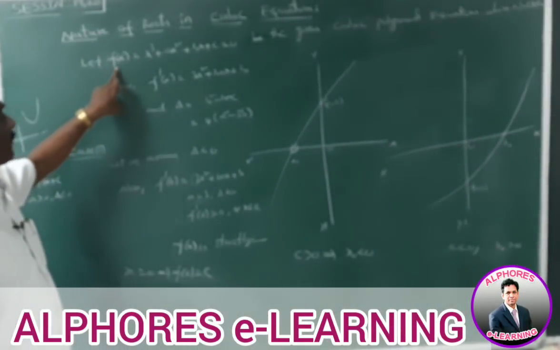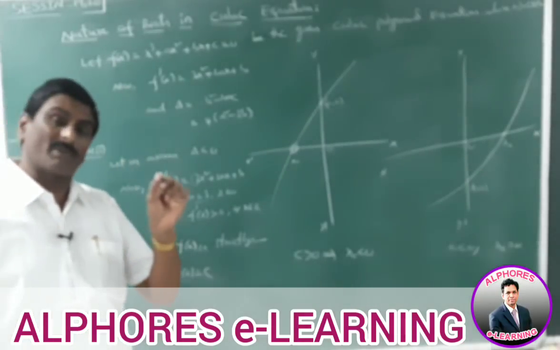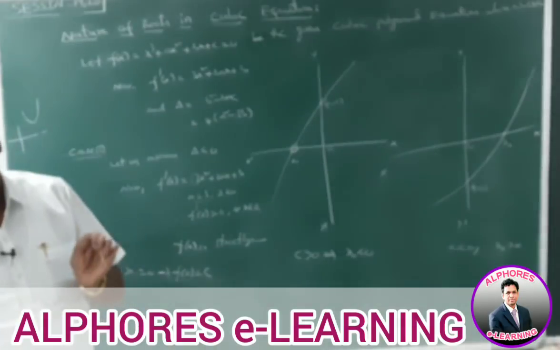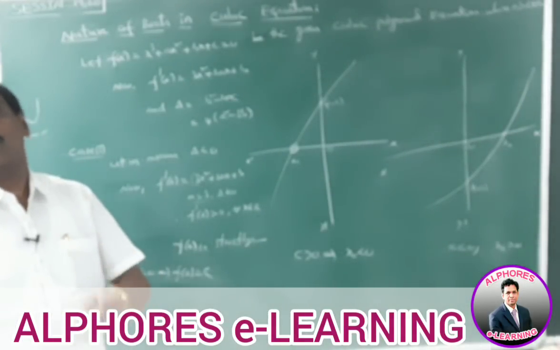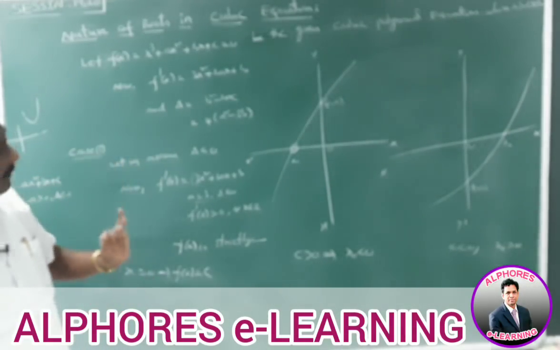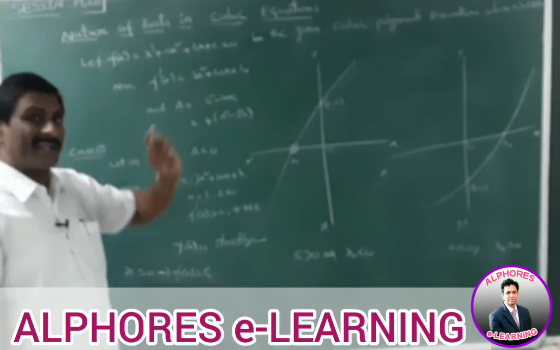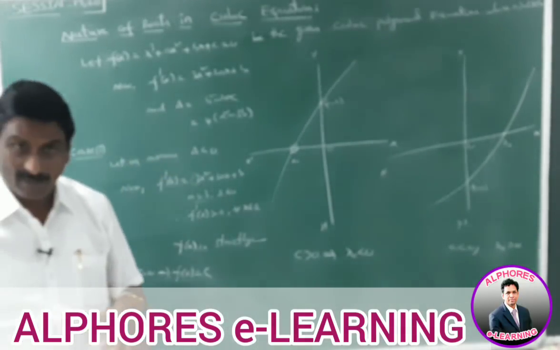In the given polynomial function, the cubic equation, if f dash x greater than 0 for all x belongs to R, then it is a strictly increasing function. Every strictly increasing function must intersect the x-axis at only 1 point. So we get 1 solution only. Actually this equation contains 3 solutions. One is real, that means the remaining 2 are imaginary.